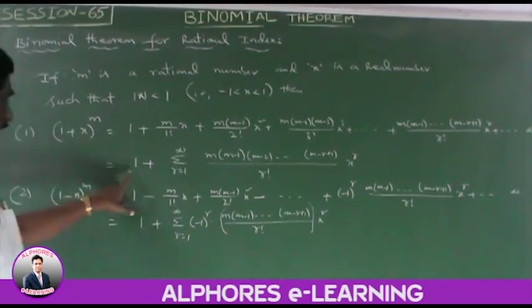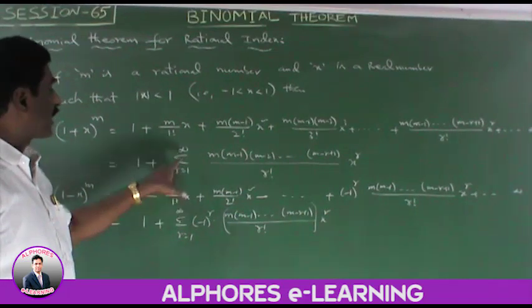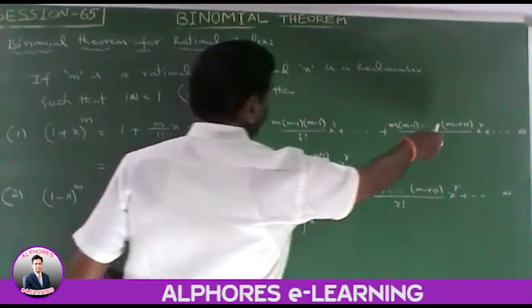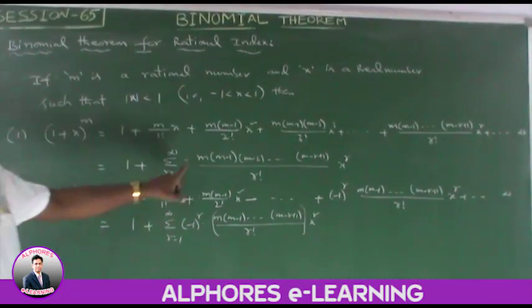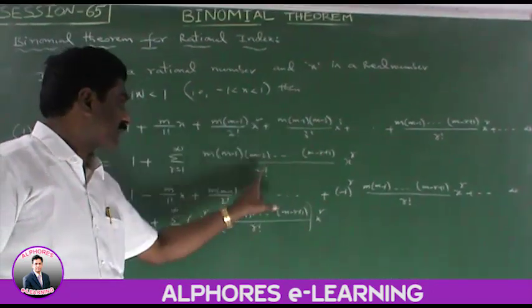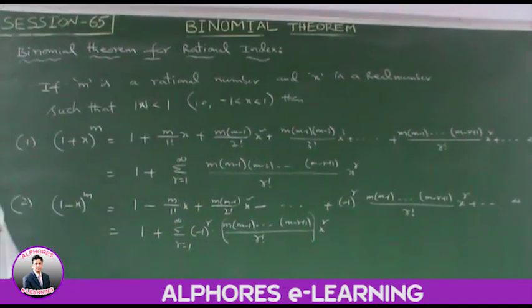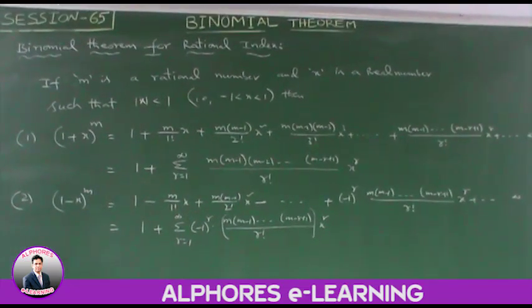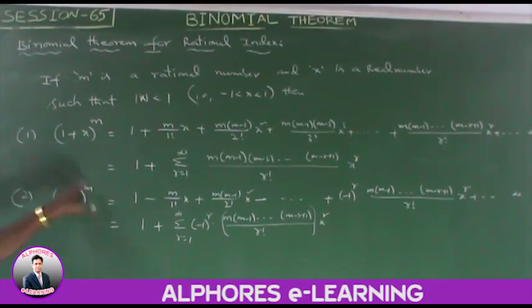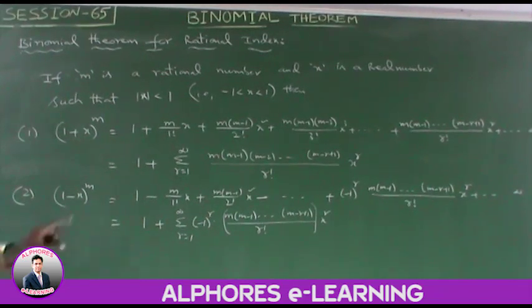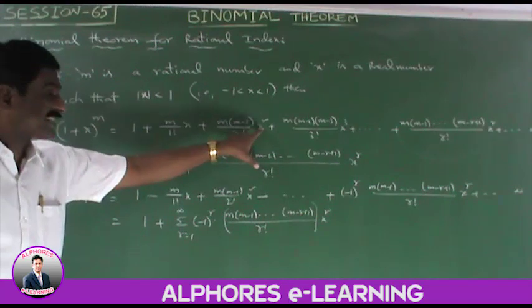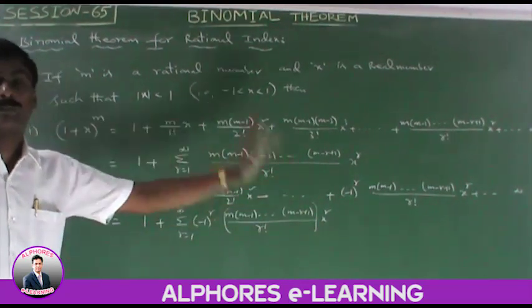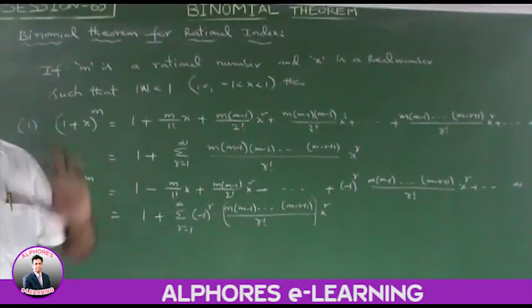That is equal to 1 plus sigma r is equal to 1 to infinity. Write this value: the r plus 1 th term, the general term, is m into m minus 1 into m minus 2 into so on m minus r plus 1 by r factorial into x power r. Next, the second one. 1 minus x whole power m: replace x by minus x. We get alternately plus and minus. Minus x whole square means plus. Same result, alternately plus and minus.